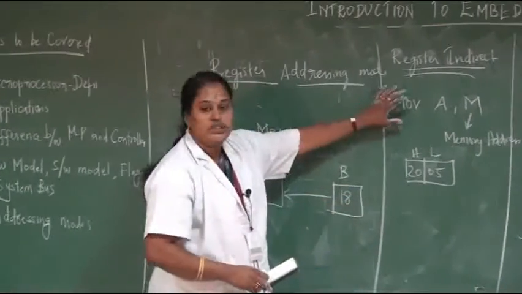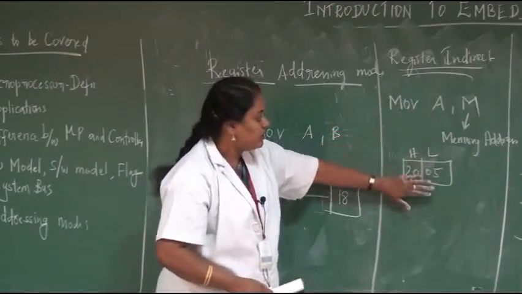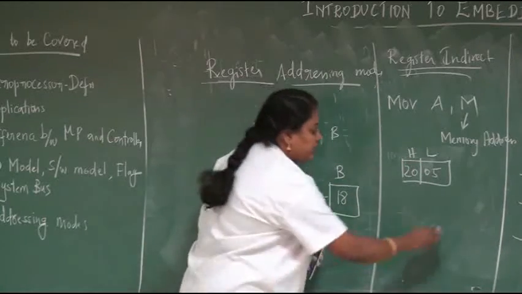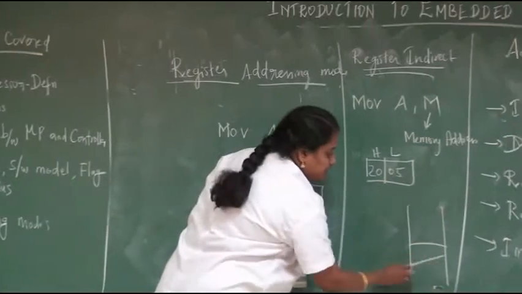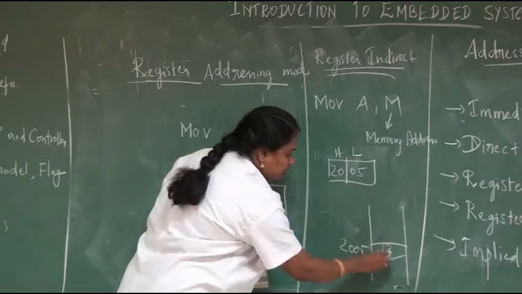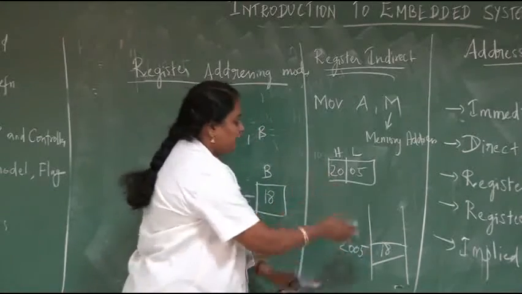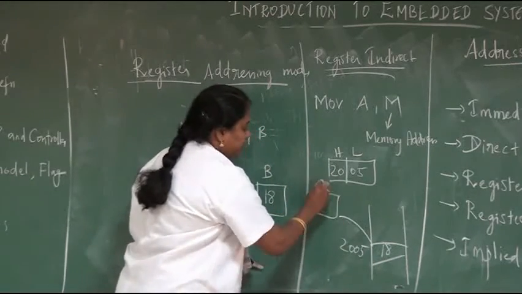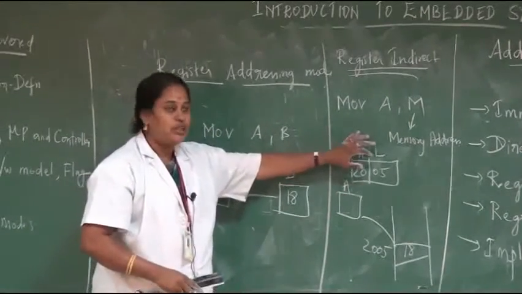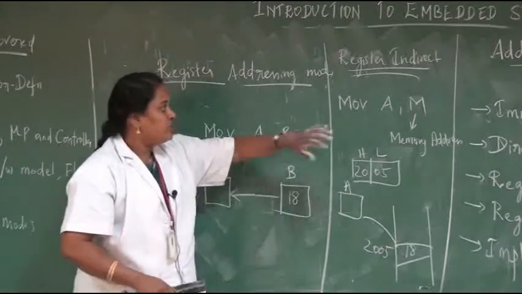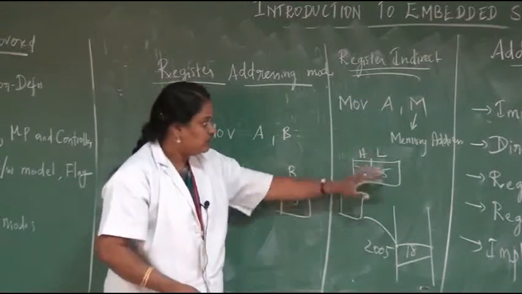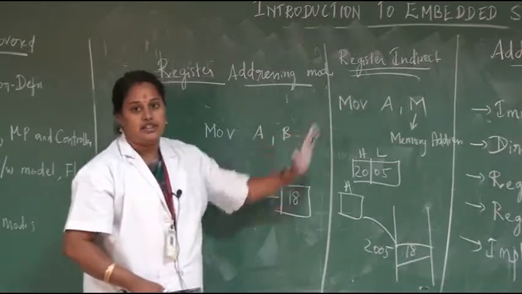After executing this instruction, the processor is going to refer to the HL register pair. It fetches the value 2005, goes to the memory at the address 2005, fetches the value available at this address and moves that value to the accumulator. So what do we do here? The address of the memory is not given directly, it is given indirectly using a register pair HL. That's why we refer to this as register indirect addressing mode.